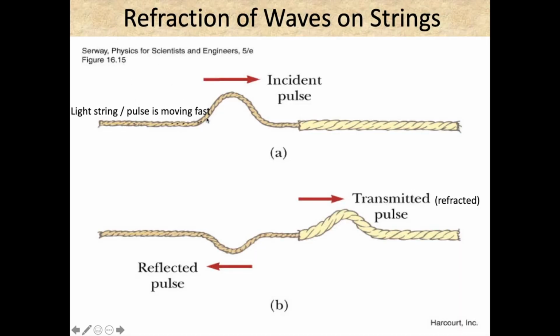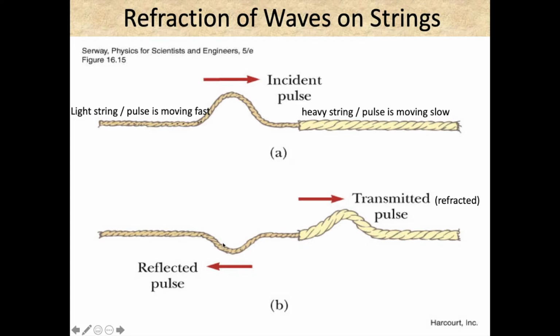Here I have two pieces of string attached. A light string, where a pulse is moving fast, approaching a boundary between the light string and a heavier string, where the pulse is going to slow down. At any boundary between two mediums, three things happen: reflection, refraction, and absorption at the interface, which means the energy splits into three.